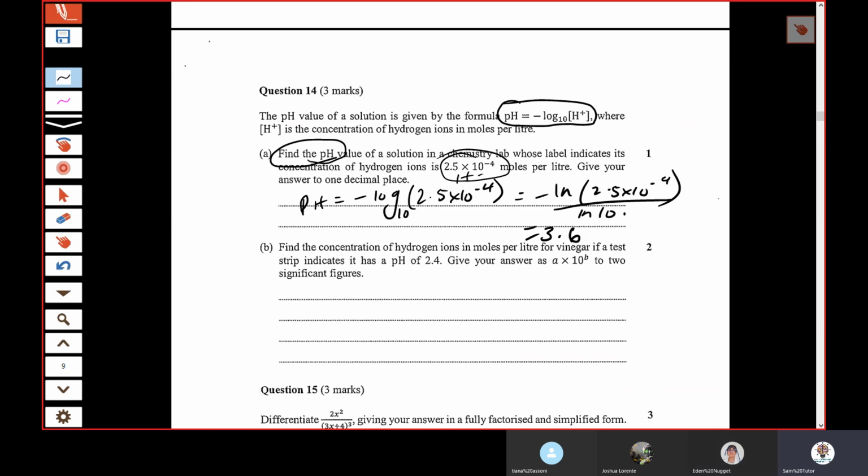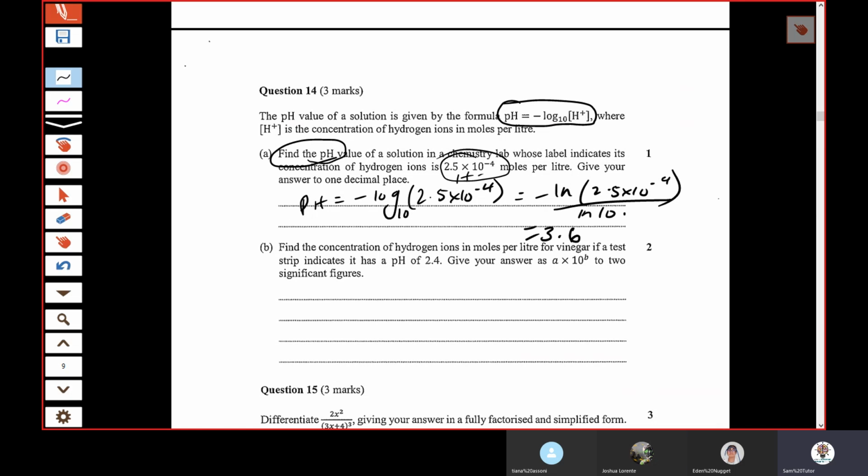Everybody got that? No? You didn't get that? Yeah, you did or you didn't? I did. You did? Okay, good. Easy. See? Simple, right? Really simple.